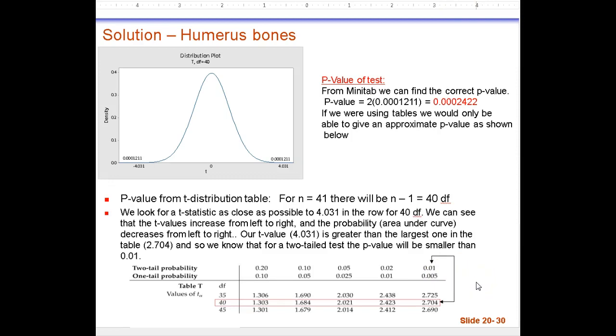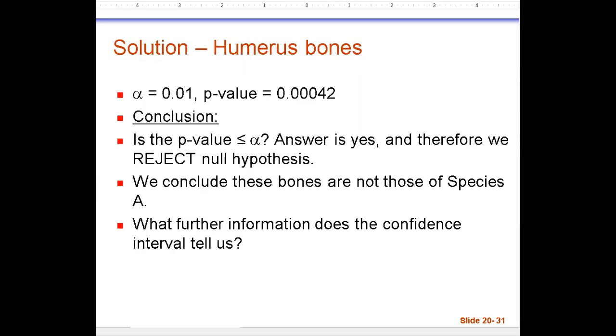I don't know exactly what it would be, which is where the software comes into play, and I get a more correct answer up here of 0.0002422. Okay, I have my p-value. The question then is my p-value less than alpha? And yes, that p-value is definitely a smaller number than 0.01. And anytime the answer to that question is yes, we are going to reject the null hypothesis.